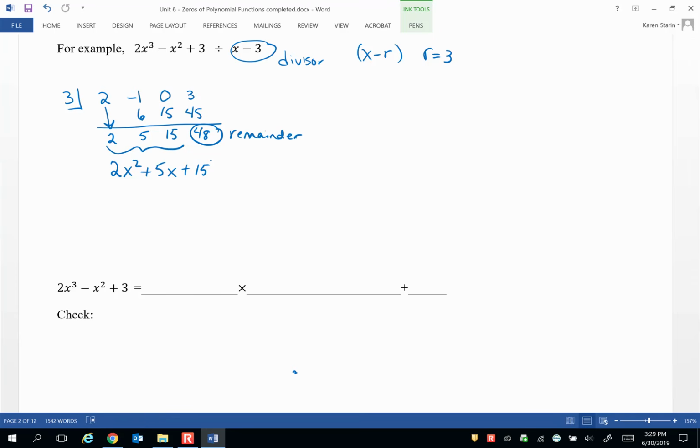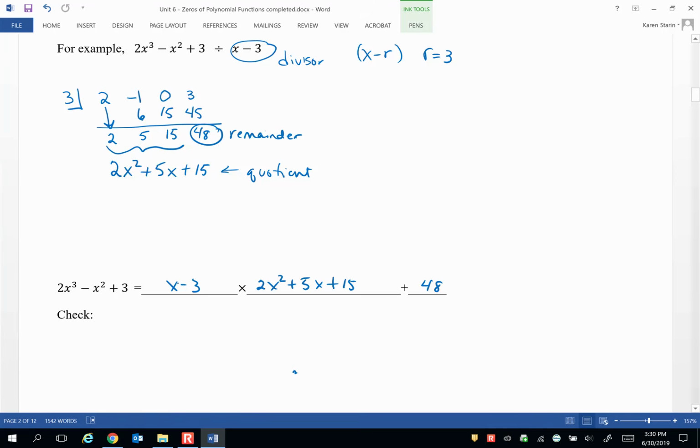And we would check this the same way. So we have the quotient here. We have the remainder of 48. So to check it, we need to make sure that x minus 3 times the quotient, 2x squared plus 5x plus 15, then plus the remainder, which is 48, equals the original problem.